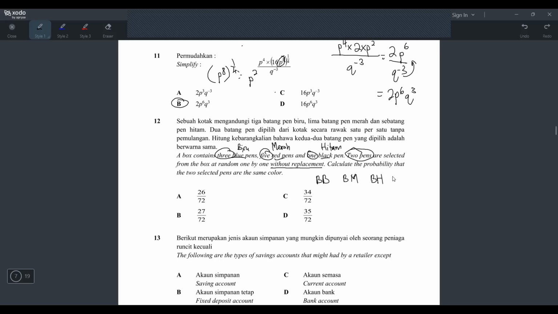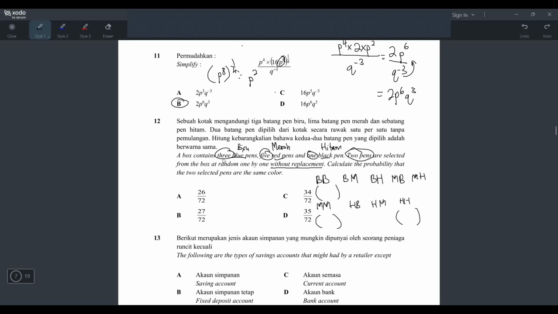Or merah followed by biru. Or merah followed by hitam. Or maybe merah, merah. I forgot merah, merah. Or maybe hitam, biru, or hitam, merah, or maybe hitam, hitam, right? But hitam, hitam is not possible because there's only one black pen. But it doesn't matter, because what I want now is to calculate the probability that the two selected pens are the same color. It means we don't need to do all of them. After we list down all the possibilities, we only do the biru probability, merah, and hitam. But the hitam will be 0 if you find it. Okay, let's do it also.